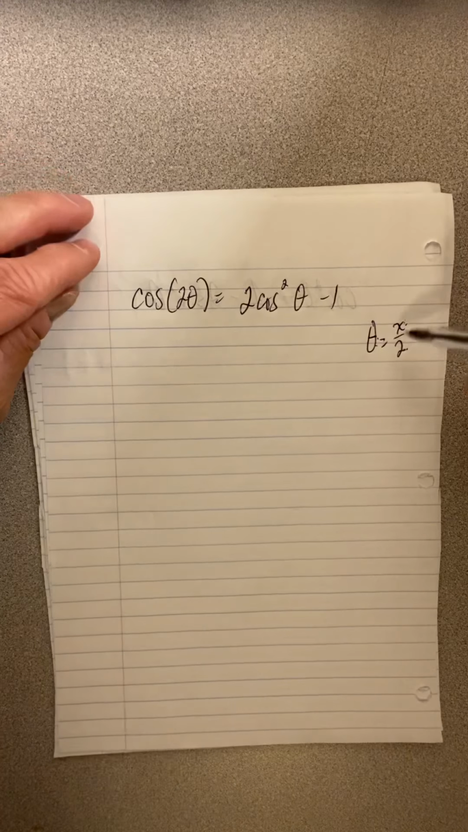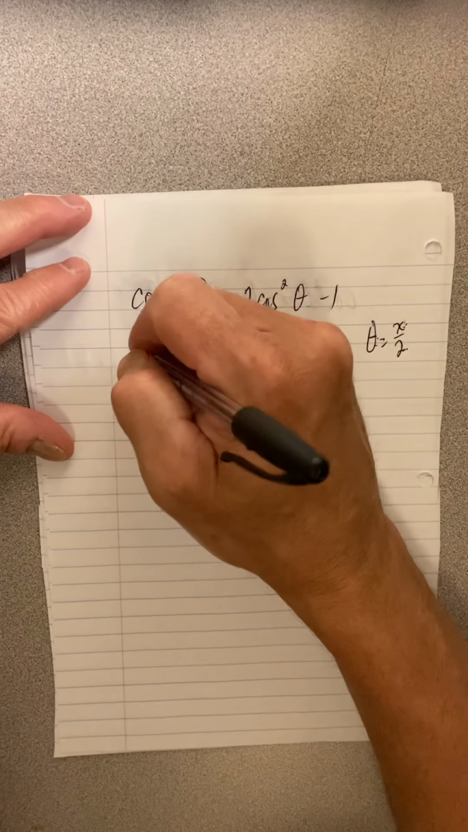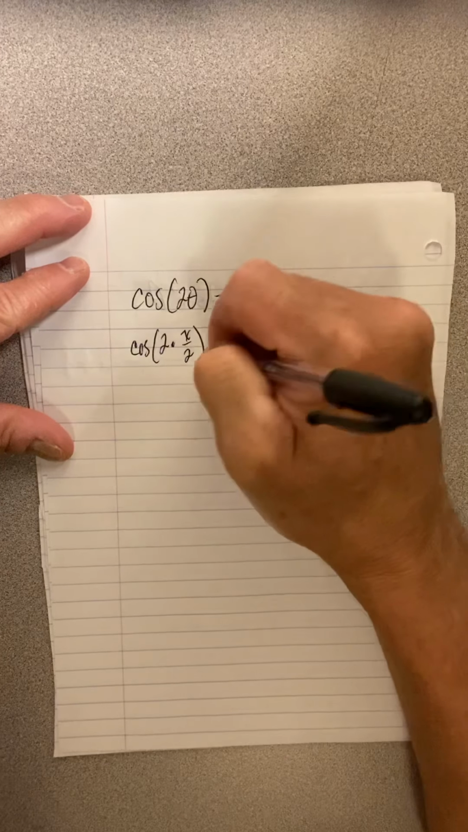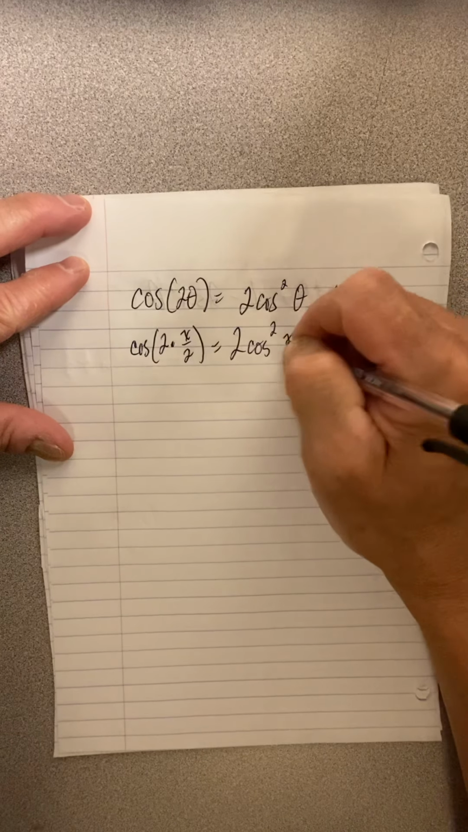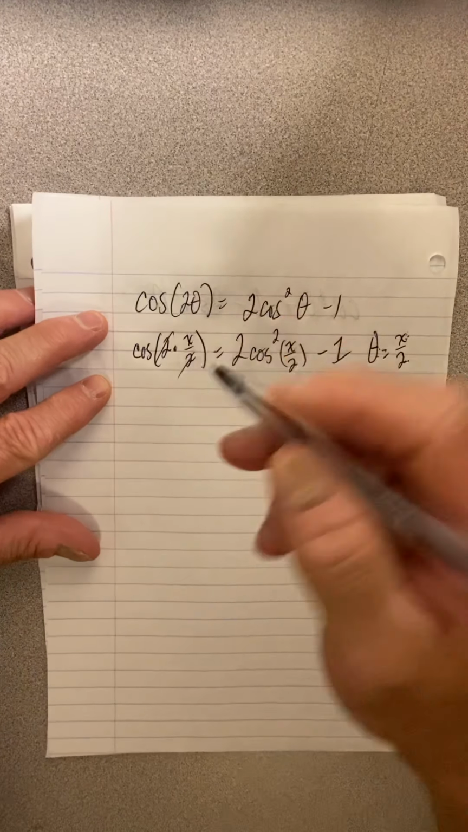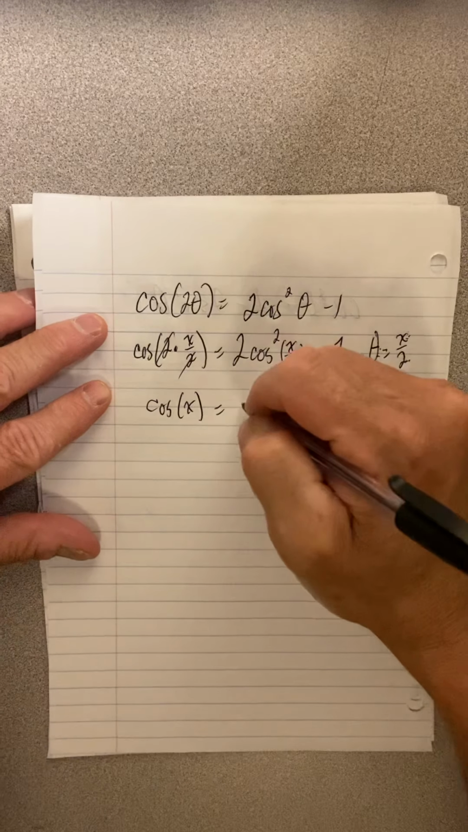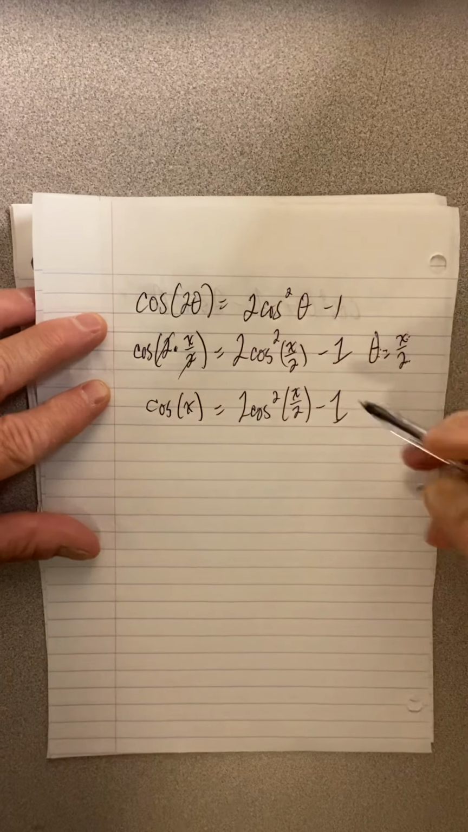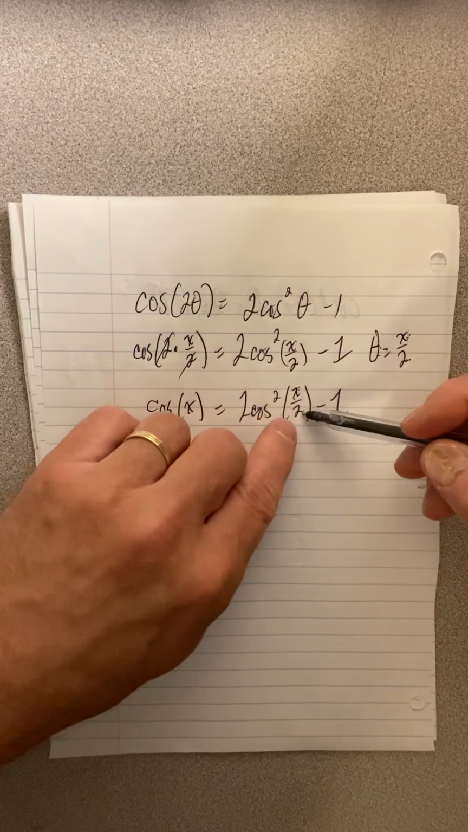So we're going to set up this relationship, and then we're going to substitute in x over 2 for every theta. So I'm going to say cosine of 2 times x over 2 is equal to 2 times cosine squared of theta, which is x over 2, minus 1. Now here, we have cosine of x is 2 cos squared of x over 2 minus 1. So now you see we have an angle being cut, and what we think of the inputs as angle measurements, so we have an angle measurement being cut in half.